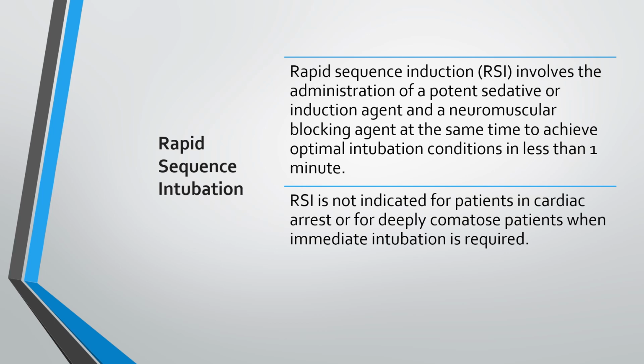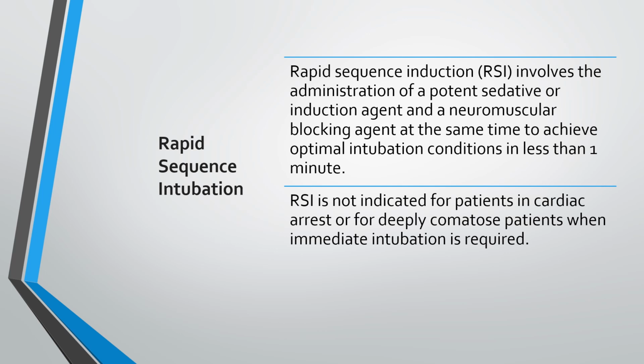Rapid sequence intubation, we're giving our paralytic and our sedative or induction agents, and I'm going to clarify that statement in a couple minutes. But here, at roughly the same time, typically the sedative and then our paralyzing agent, and then go ahead and intubate. We're typically trying to do it in a pretty quick fashion. RSI, by definition, is usually less than a minute. But it's not indicated for patients in cardiac arrest or for deeply comatose patients when immediate intubation is required, aka our crash airway.